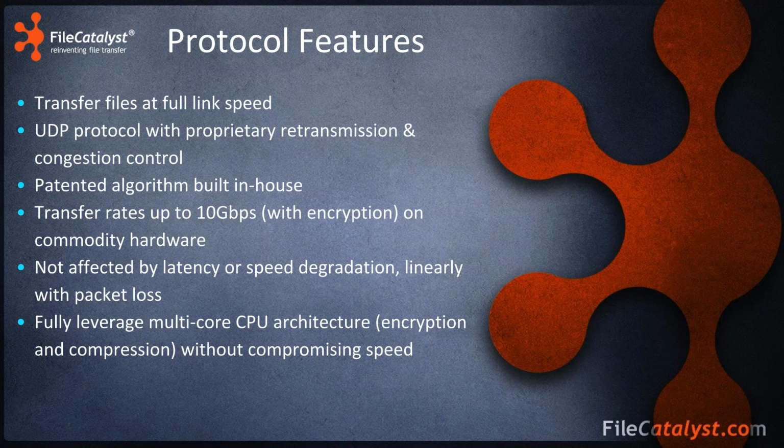So we have encryption that can be built in. We have compression as well if you want to reduce the amount of data being pushed across the wire. But all of this takes up CPU cycles, and with FileCatalyst, we leverage a multi-core CPU architecture, which means that even if you do use encryption or compression, it's not compromising your speed. We'll still guarantee you full line speed.